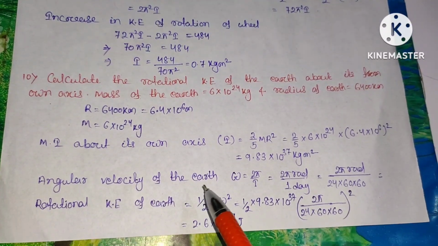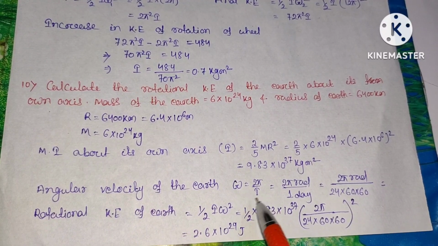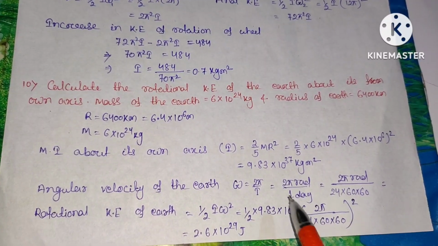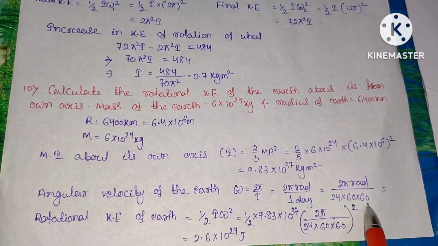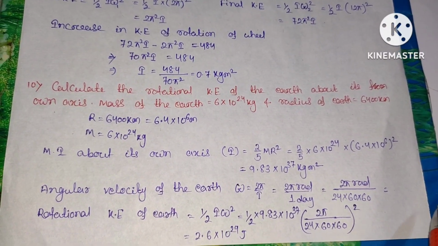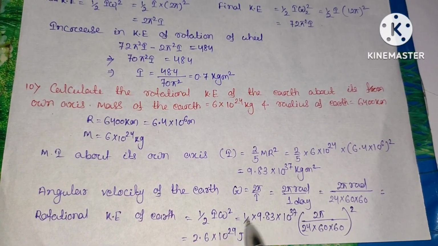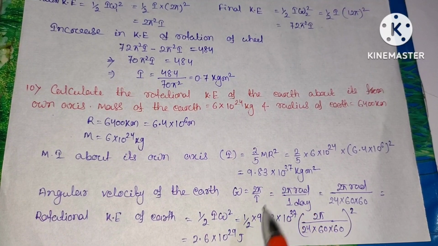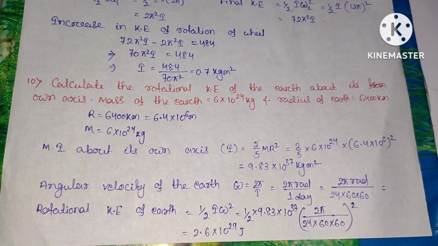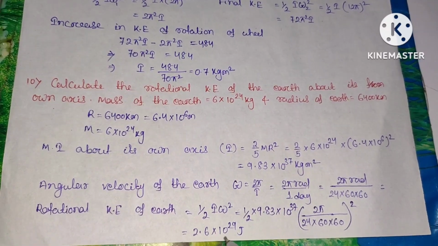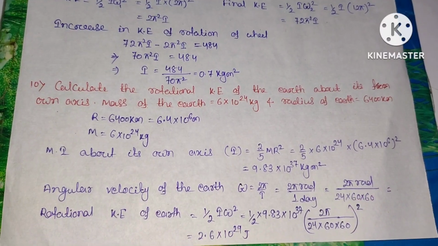Similarly, the angular velocity of the earth is omega equal to 2 pi by t. So the earth will take 1 day for the complete rotation. So 2 pi by 1 day. 1 day is 60 into 60 into 24 seconds. So the rotational kinetic energy of the earth is half I omega square. We have already calculated moment of inertia and omega is this much. So after solving, we will get 2.6 into 10 raised power 29 joule. This is the rotational kinetic energy of the earth.